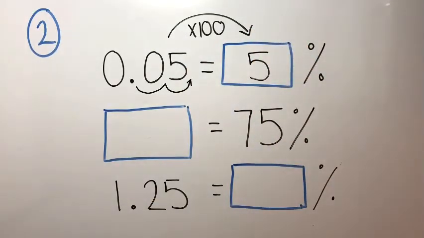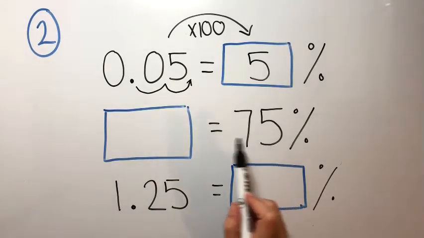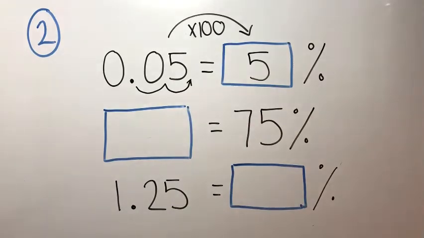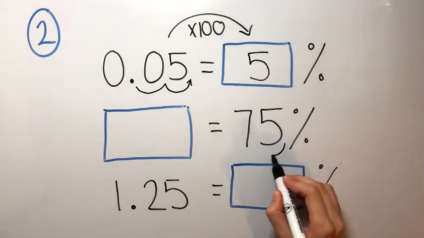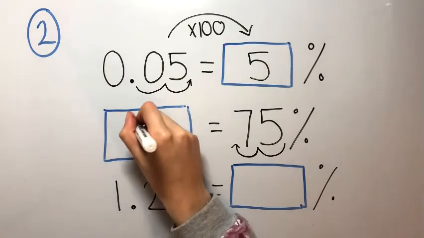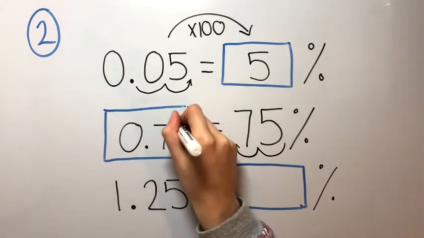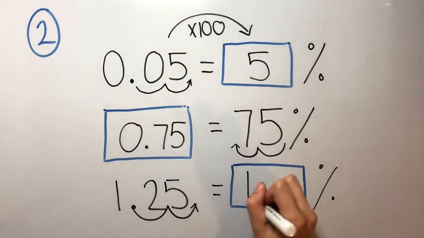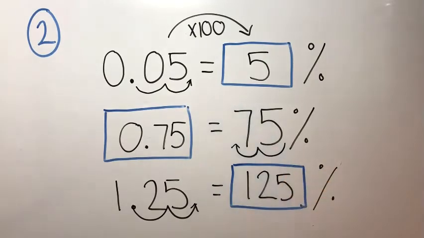Now when we're working the other way, so from a percentage to a decimal, we're going to do the opposite of this. So we are going to divide by 100. We're going to move the decimal place 2 places to the left, and that gives us 0.75. This is the same as the top question, so we're going to times by 100. (125%).